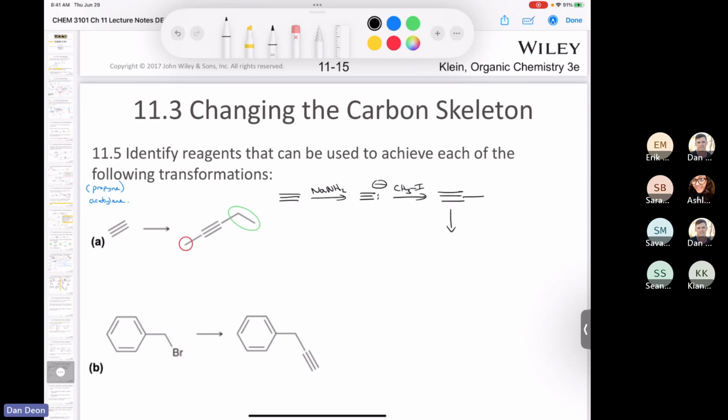We're going to treat this with sodium amide. That will convert it into an alkynide. And then we're going to treat it with ethyl iodide. And that is going to make the compound that we want. Done. A total of 4 steps.